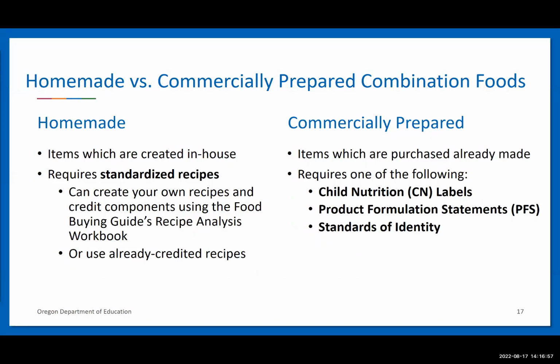Commercially prepared items are ones which come already made and only require you to heat up or serve the items. Since the items were not made in your kitchen, you will not know the amount of ingredients that went into the product. To know how much each item will credit for each component, you will need at least one of the following: a child nutrition label, also known as a CN label, a product formulation statement, also known as a PFS, or the item has to have a standard of identity.